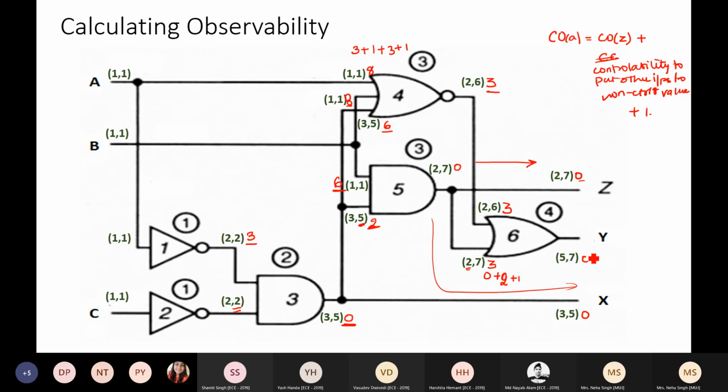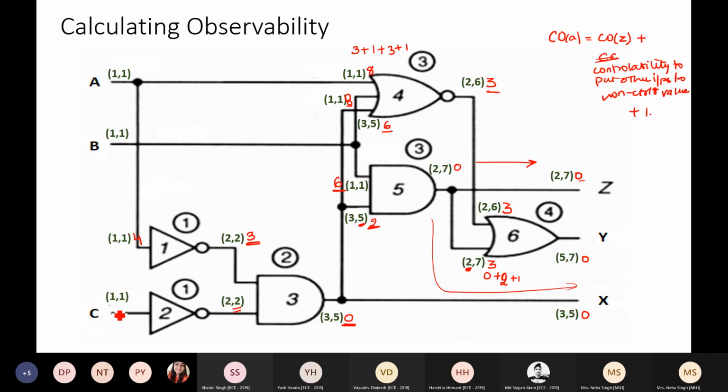When we calculated this as observability of output, which is 0, plus controllability to put other input to non-controlling value, ये हमारा क्या है, OR gate. OR gate का non-controlling value is 0. So CC 0 of the other input is taken, which is 2. So 0 plus 2 plus 1, that gave me 3. Similarly, I calculated it till the second level. Now crossing the first level or propagating it back to the inputs, इस वाले वायर का कितना होगा observability for the input of NOT gate 1? This will be the observability of the output, which is 3. दूसरा input है ही नहीं इसमें, therefore that would be 0 and plus 1. So I should get the observability on this wire as 4.